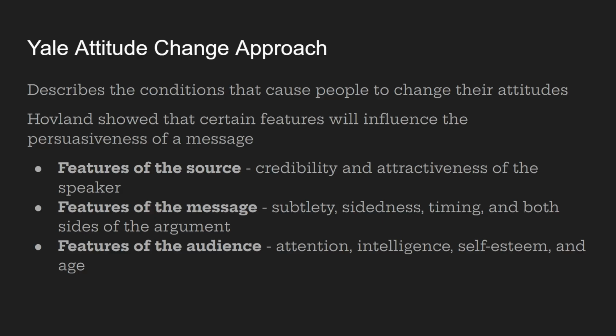The Yale Attitude Change Approach describes the conditions that cause people to change their attitudes. Hovland showed that certain features will influence the persuasiveness of a message. These are the features of the source, which is credibility and attractiveness of the speaker; the features of the message, which is subtlety, sidedness, timing, and presenting both sides of the argument; and features of the audience, which is attention, intelligence, self-esteem, and age.